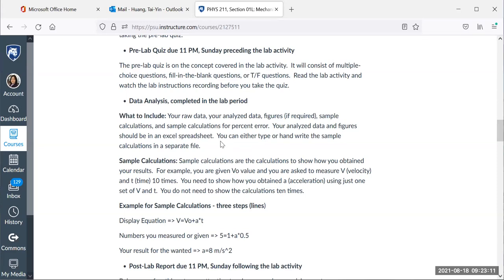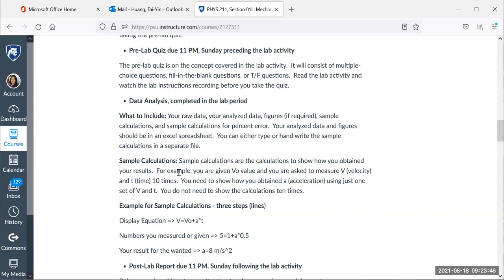And you can either type or handwrite the sample calculation in a separate file, and everything will be in electronic form. So in other words, you can have a paper with the data, and then you should take a picture of that to be included in your report. Okay, but you should have me look at your data analysis and the data before you leave the lab, so that I can verify that your data and your results were correct.